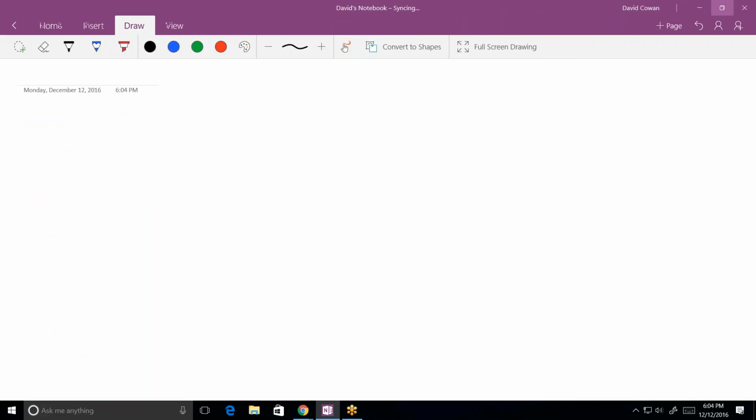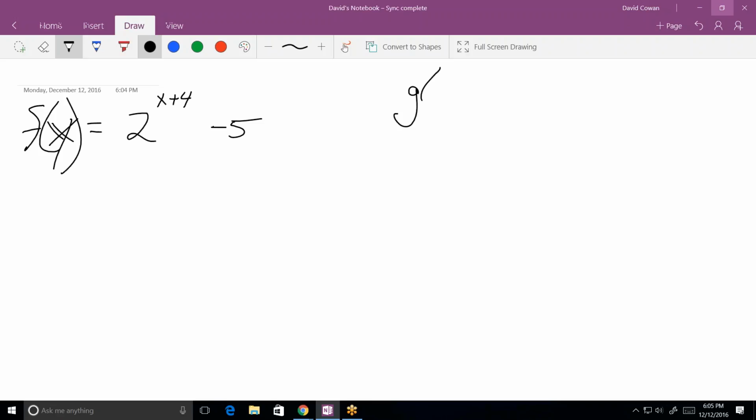Graph y equals 2 to the power of x plus 4 minus 5. What's the parent function? 1 to the power of x. Actually, the parent function is going to be 2 to the x. Let's call this f of x, first of all. And we'll talk about a parent function as being g of x.